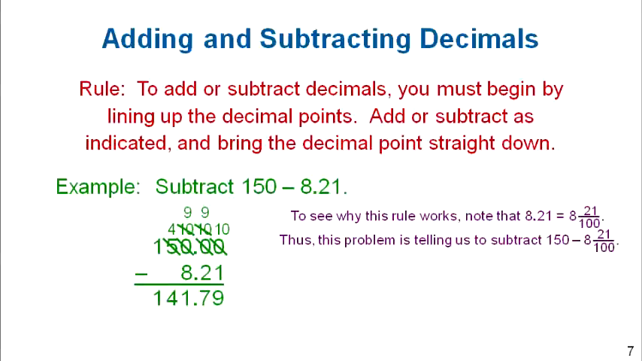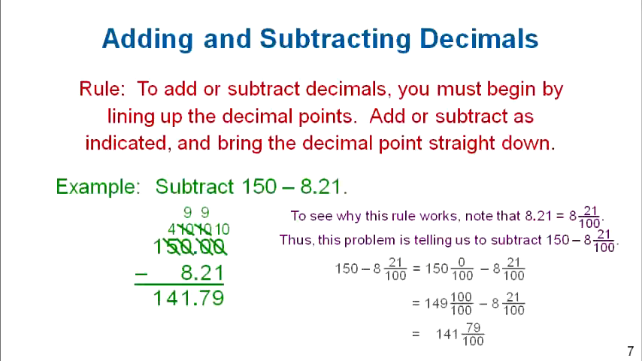To see why this rule works for this example, you need to realize that I can rewrite 8 and 21 hundredths as a mixed number, and so this problem is equivalent to the one you see here. Now, I can subtract 150 minus 8 and 21 hundredths using the method I called method number 2 for subtracting mixed numbers in the video on fractions.